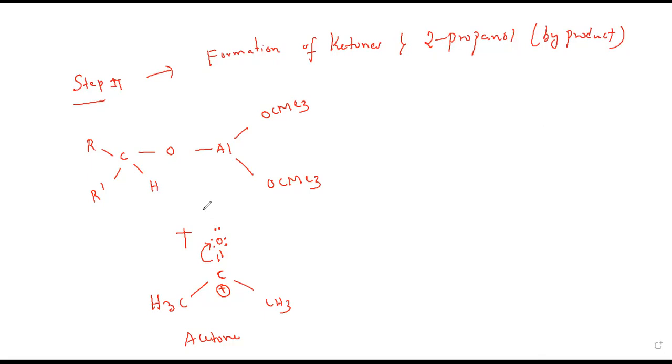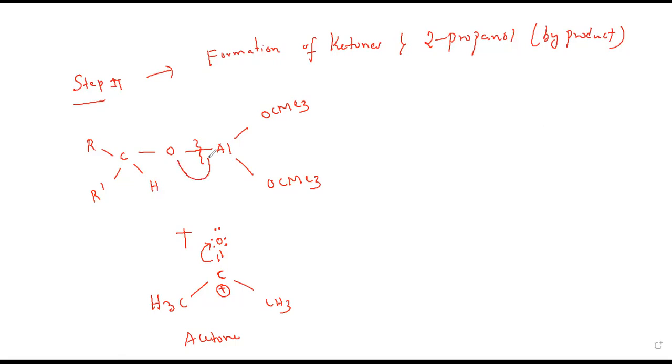Okay, now to stabilize this carbocation, this particular structure, the aluminum derivative, is very, very important here now. So first thing what I will do is, I will break the bond between oxygen and aluminum. You know that oxygen will have more electronegativity.